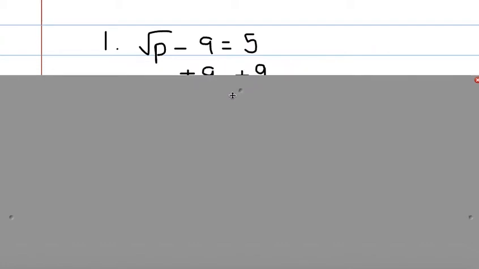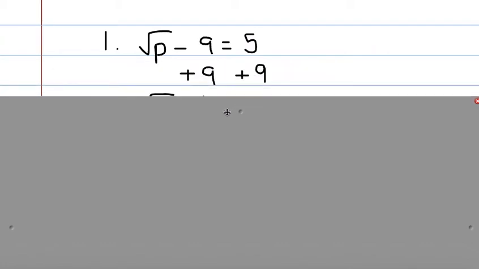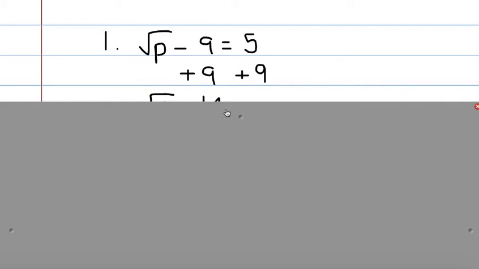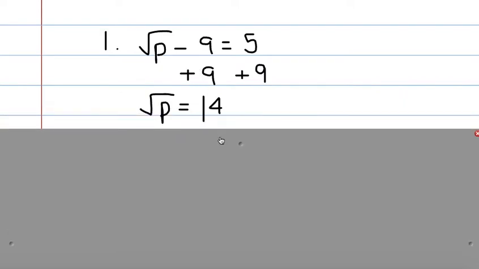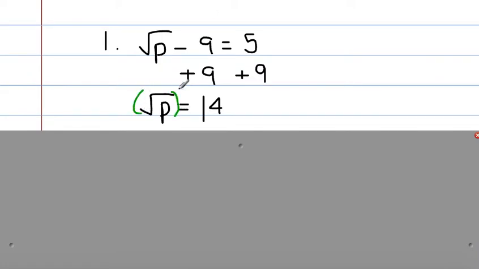So right away, we want to start by isolating the radical. So we're going to add 9 to both sides. So we're going to get the square root of p is equal to 14. But I know that I can square the square root, which is undoing the property. So the square root will go away. But whatever I do to one side of the equal sign, I have to do the other.